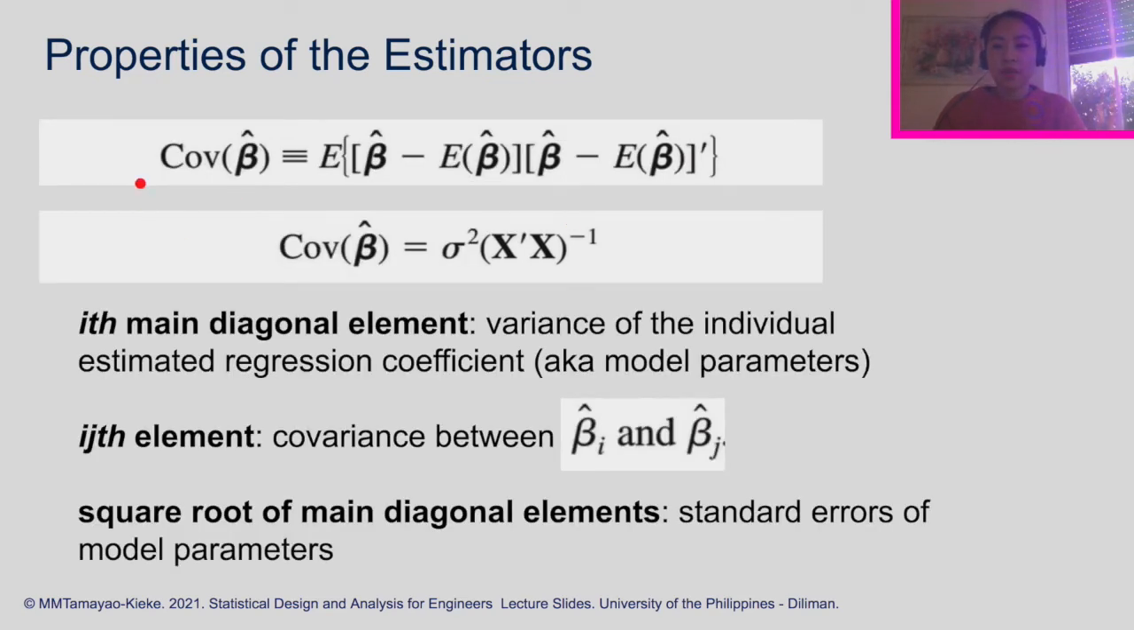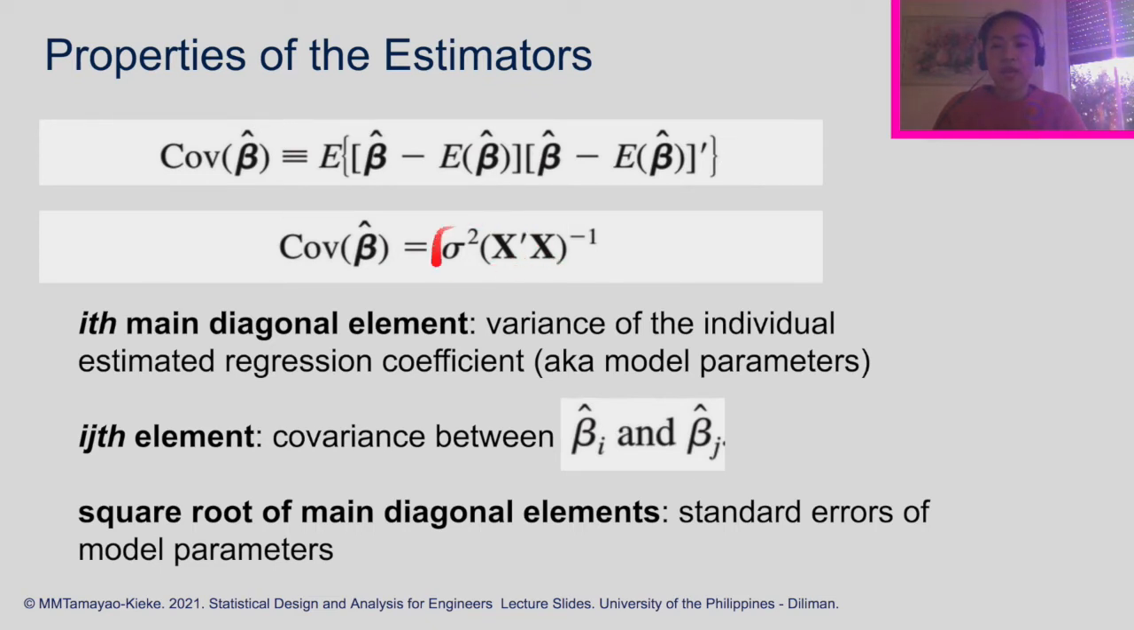Okay, furthermore on properties of the estimator, let's look at the covariance of the estimated parameters beta hat. This is equal to the expected value of the quantity beta hat minus the expected value of beta hat, times the quantity beta hat minus the expected value of beta hat, transpose. And that would just be equal to sigma squared times the inverse of X prime X.